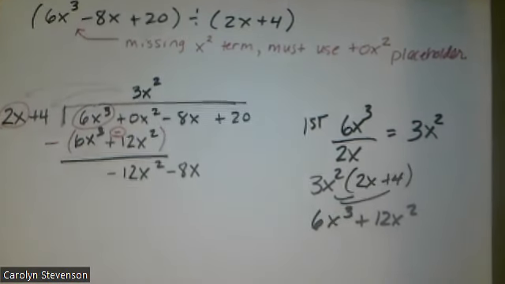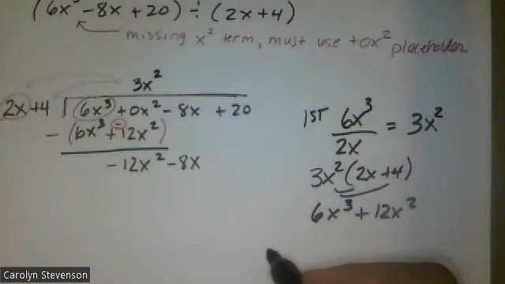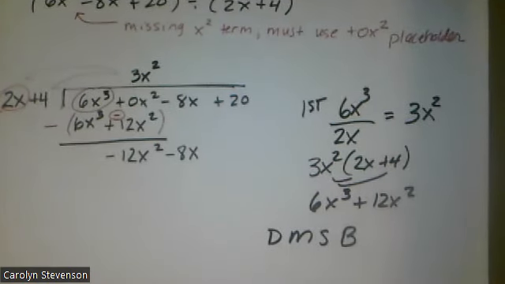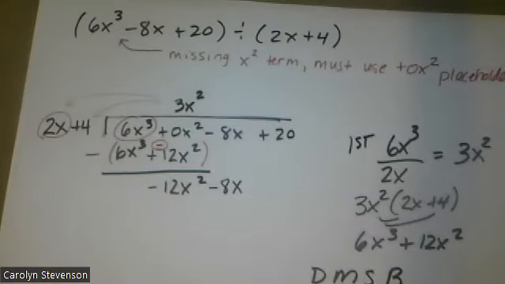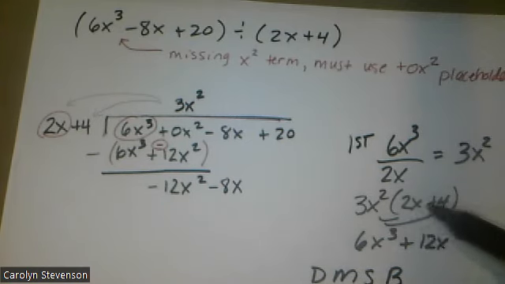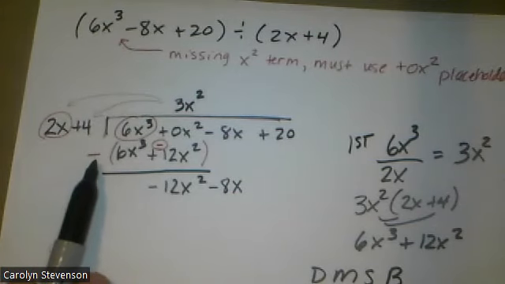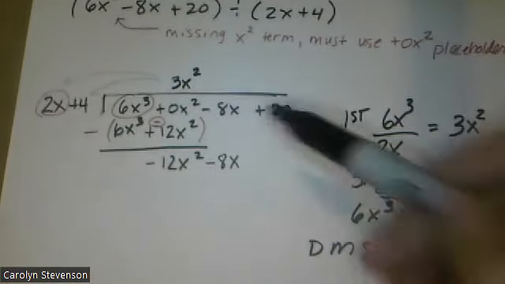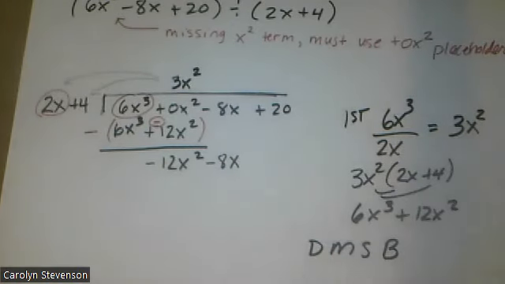And one thing I had a student tell me before about this process is it was DMSB. It really helped them. It's 4 steps every single time. You divide, which is right here. After you divide, you multiply by what's out front. The S is subtract. And the last step is to bring down. Bring down your next piece. And now we're going to repeat that process again.